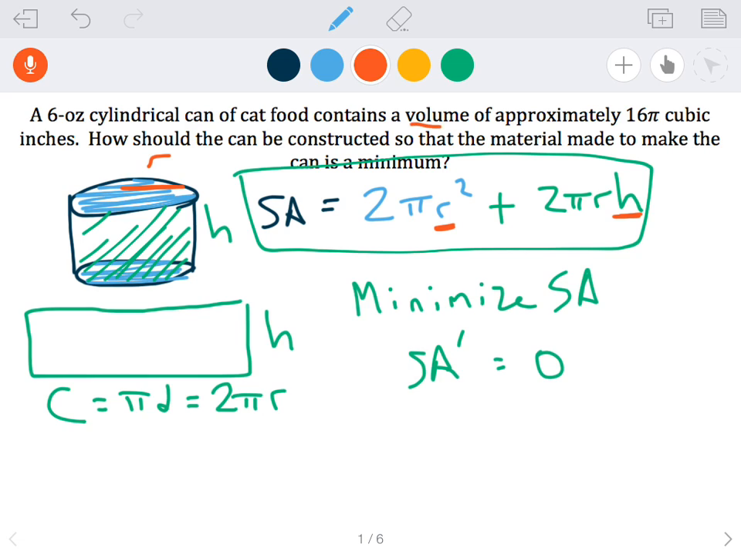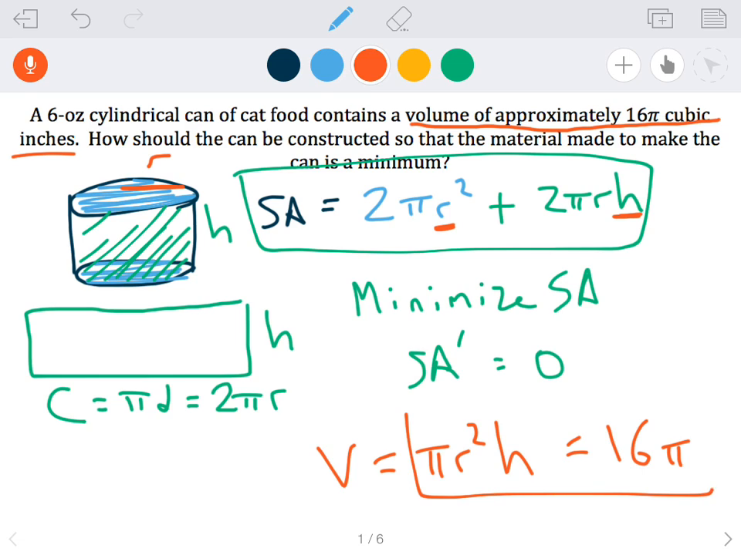And here's what I see. It's got a volume of 16 pi cubic inches. I know the volume of a cylinder is going to be its base times the height, pi r squared h, and I know this is equal to 16 pi inches cubed. And so here's an equation that I can use to solve for h.